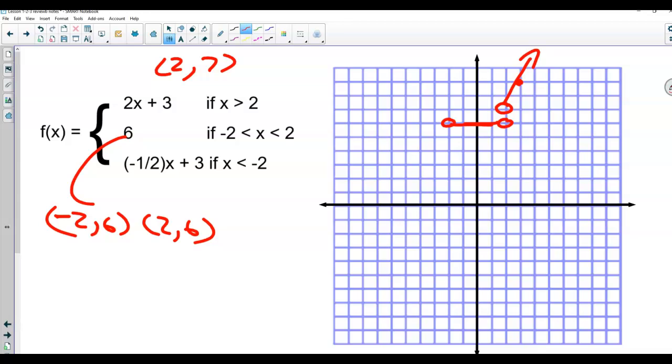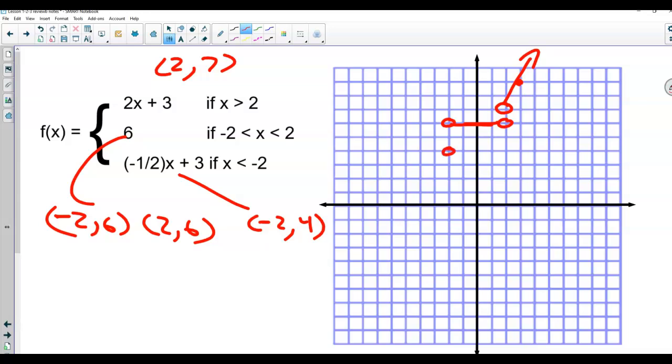When we're going to the right, it means we're going up and to the right. If it was a negative slope, you go down and to the right. On the bottom here, negative 2 is last coordinate. Negative 1/2 times negative 2 is 1. 1 plus 3 is 4. So negative 2, 1, 2, 3, 4, open dot.